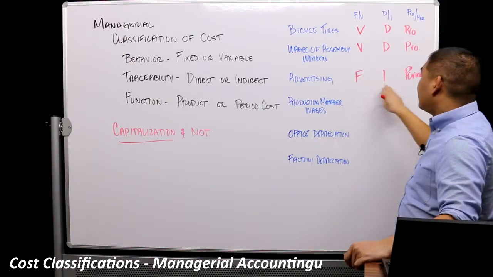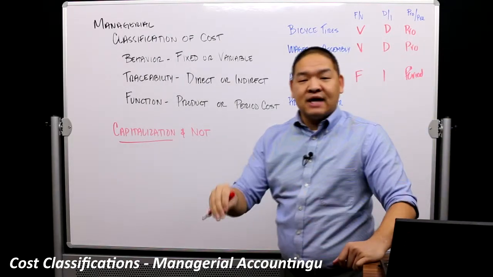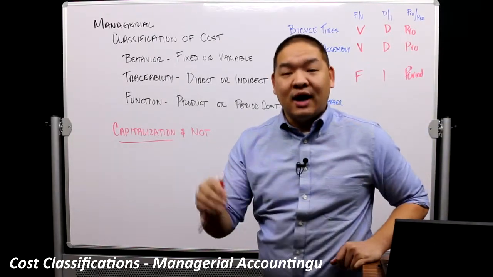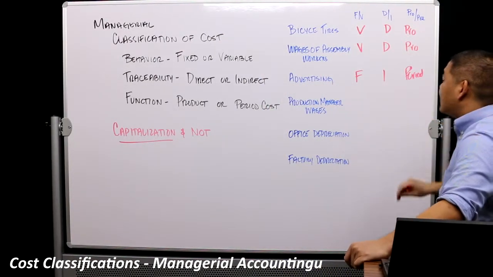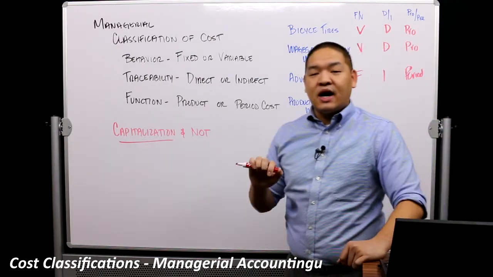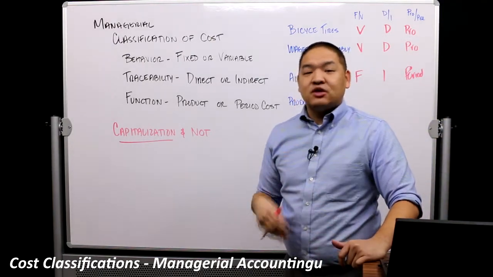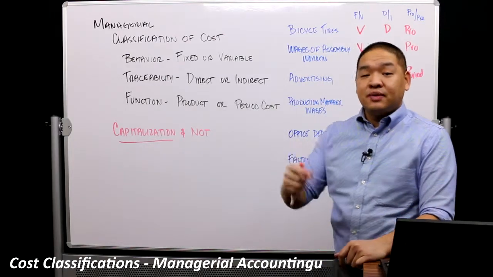Now, they're indirect because they're not directly associated with the product. I don't need advertising to actually make a bike. So that's why they're indirect in nature. And it's a period cost because it's more aligned with time than it is with the actual product. Typically, you're buying advertising for a period of time, not necessarily for how many units you produce.